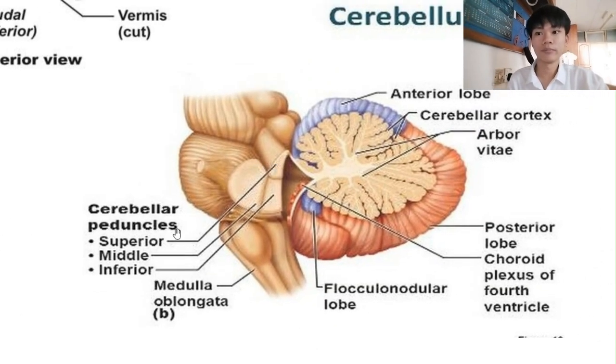So what are the cerebellar peduncles? Cerebellar peduncles are structures that connect the cerebellum to the brainstem. They consist of the superior cerebellar peduncles, middle cerebellar peduncles, and inferior cerebellar peduncles. The superior cerebellar peduncles connect the cerebellum to the midbrain, right? And then the middle cerebellar peduncles connect the cerebellum to the pons, whereas the inferior cerebellar peduncles connect the cerebellum to the medulla.